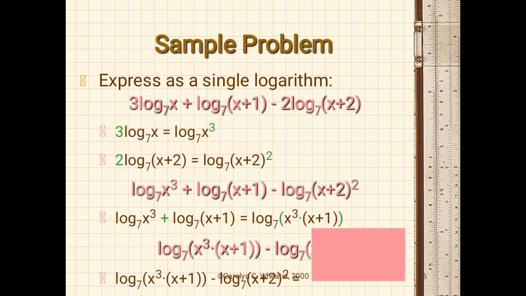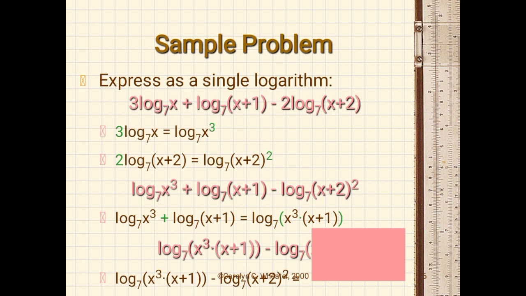So, 3 log base 7 of x is equal to log base 7 of x to the power of 3. In this situation, the multiple becomes a power. Next, 2 log base 7 of the quantity x plus 2 is equal to log base 7 of the quantity x plus 2 to the power of 2.